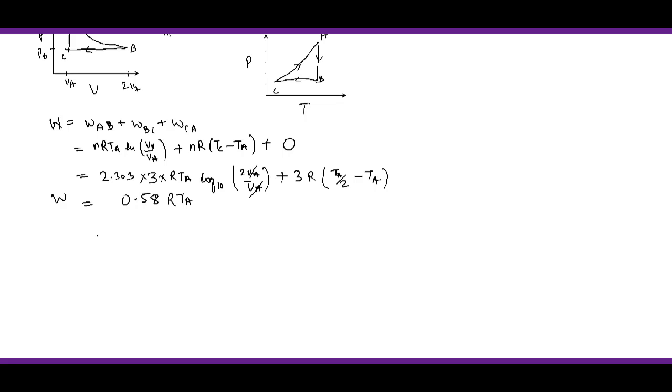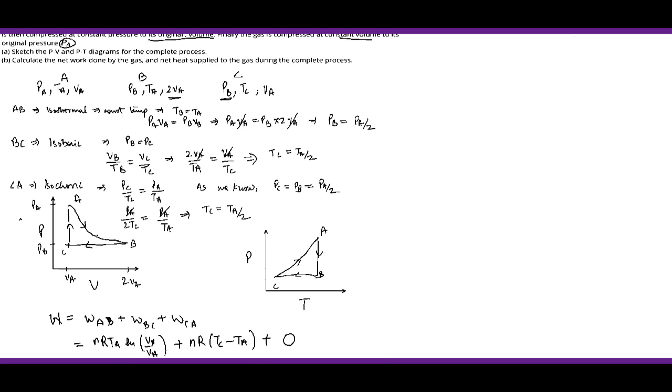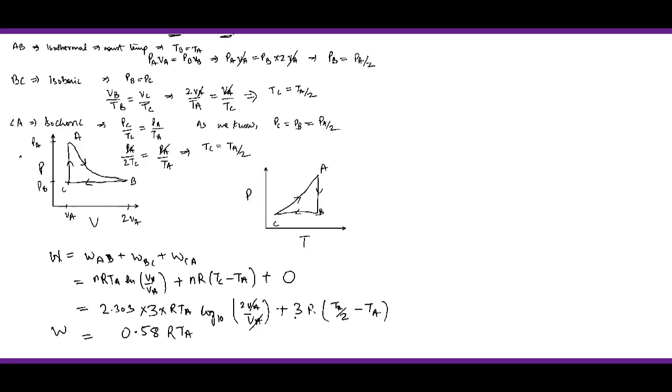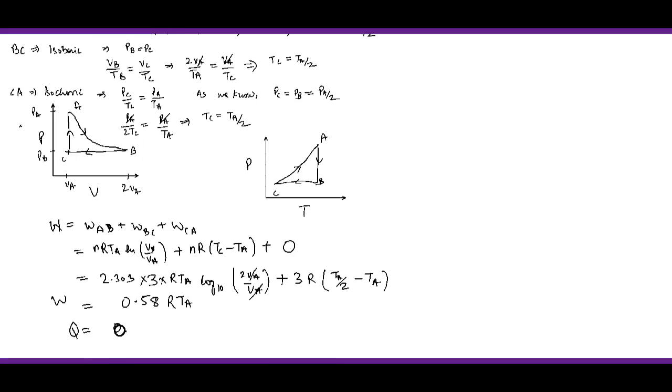Now the question is also asking us to calculate the work done and the net heat supplied to the gas during the complete process. Obviously, as the work done is 0.58 RTA, the heat supplied will be Q equal to 0.58 RTA, because this is a cyclic process, delta U will be 0, and from the equation dW is equal to dQ plus dU, this is 0, so dW will be equal to dQ only. So this is the answer.